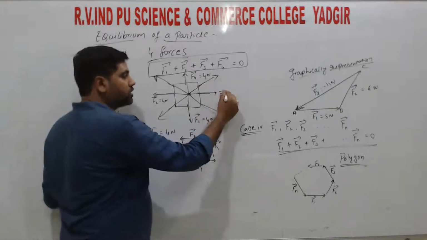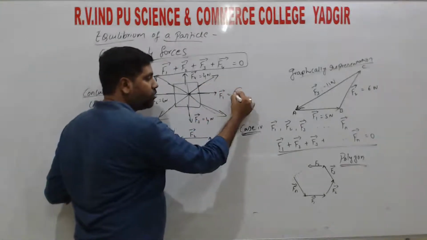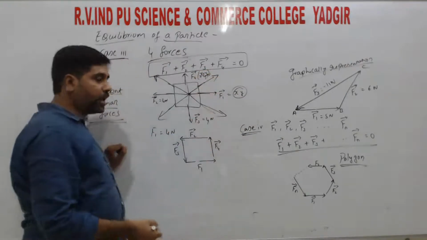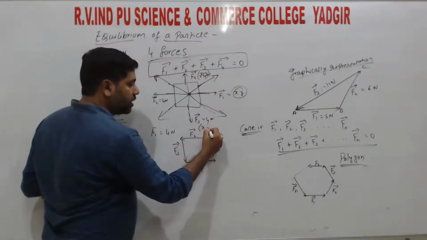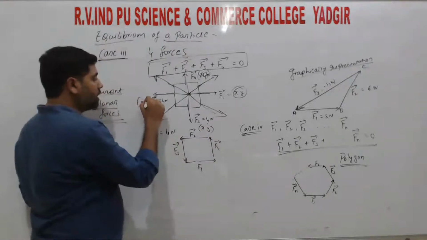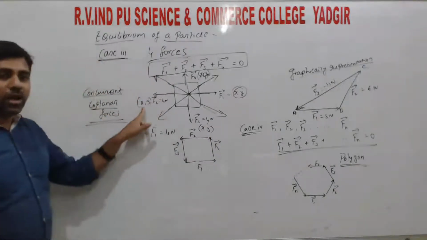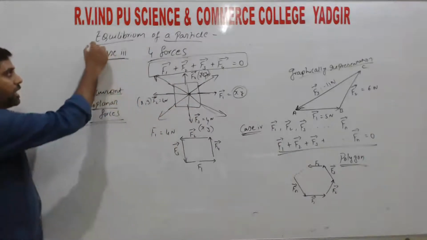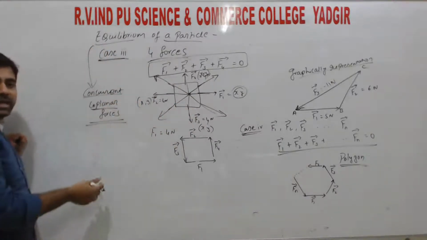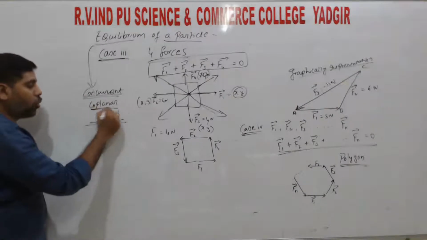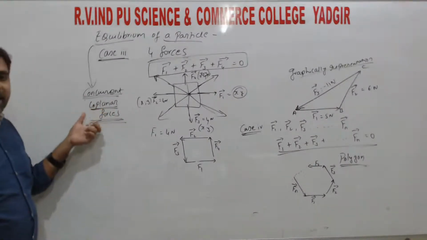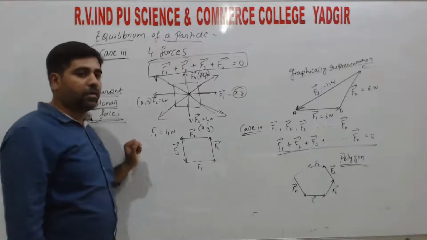So here force F1 is acting in the xy plane, F4 is also acting in the xy plane. F3 is also acting in the xy plane, F2 is acting in the xy plane. So all forces must act in the same plane. That is why we studied equilibrium of a particle in concurrent coplanar forces, right? So all these three lie in the same plane, right?